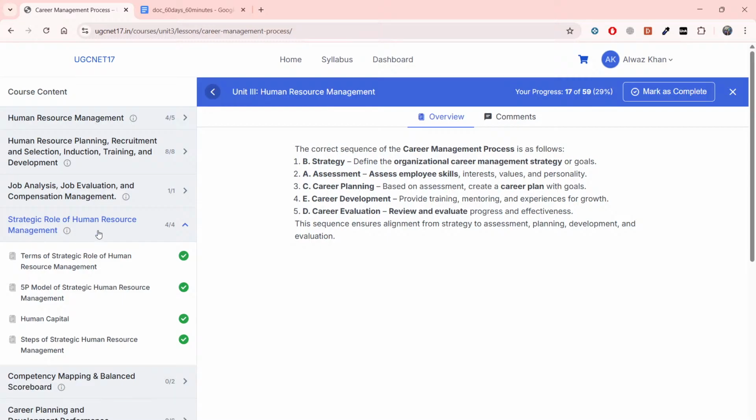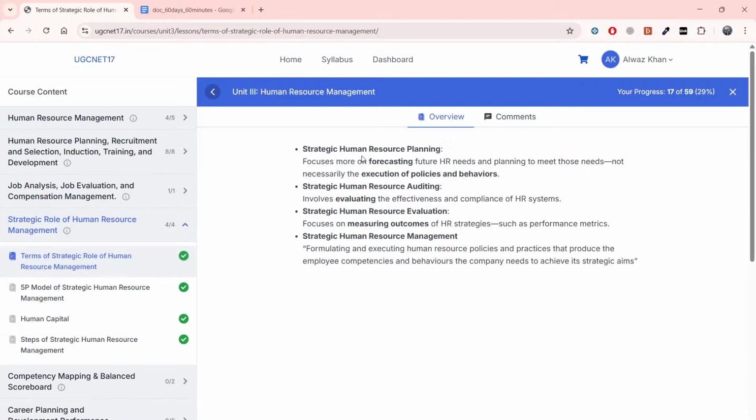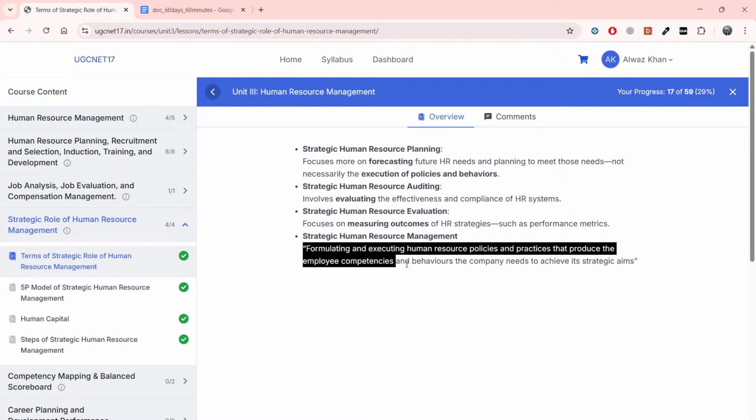We had finished the strategic role of human resource management and the 5P model. First, let's go through the last model. Human resource planning, focusing on forecasting HR needs and planning to meet those needs. Human resource auditing, evaluating effectiveness and compliance of the HR system. Human resource evaluation, measuring outcomes of HR strategies. Strategic human resource management: formulating and executing human resource policies and practices that produce the employee competencies and behaviors the company needs to achieve its strategic aim.